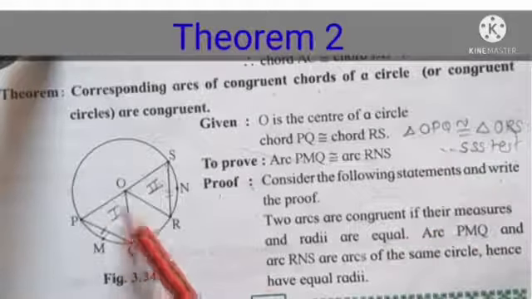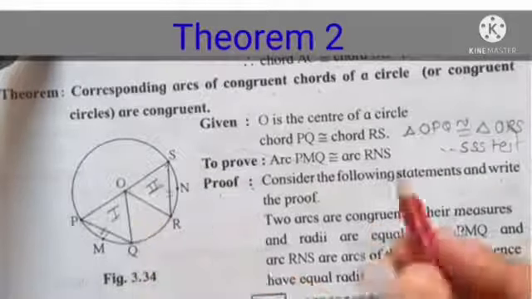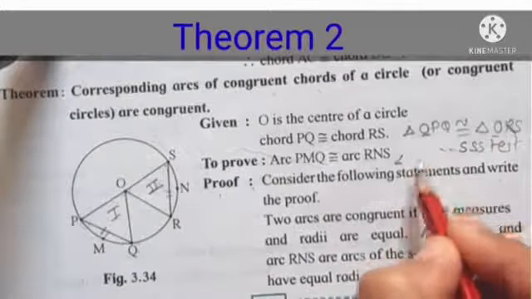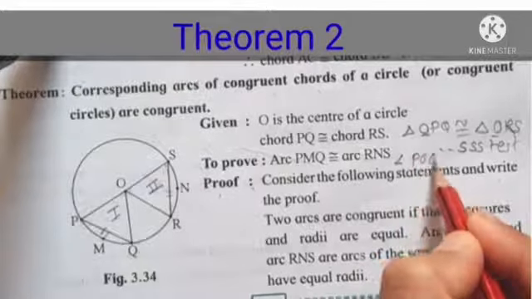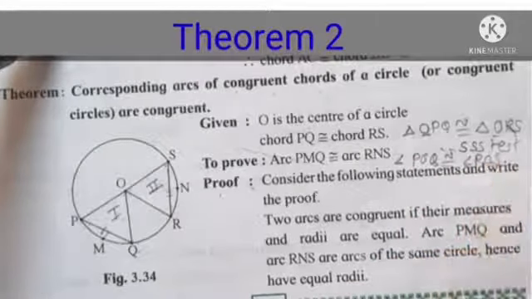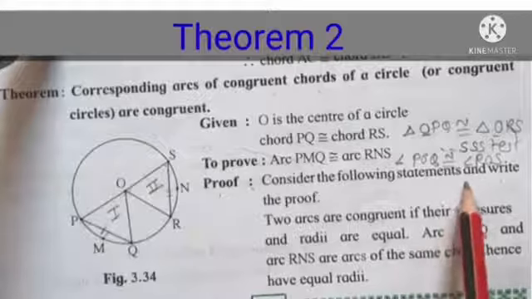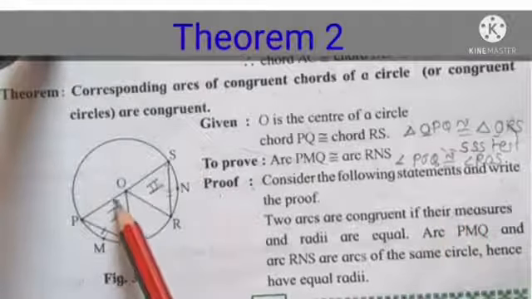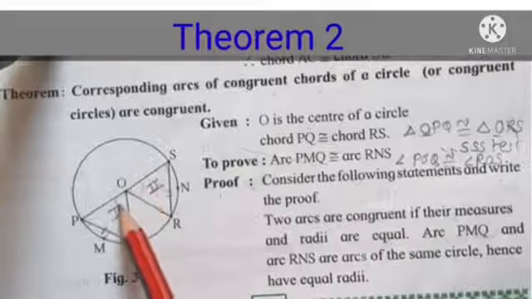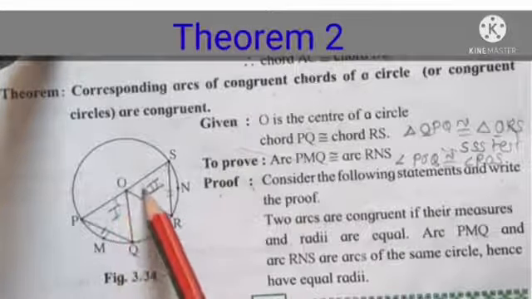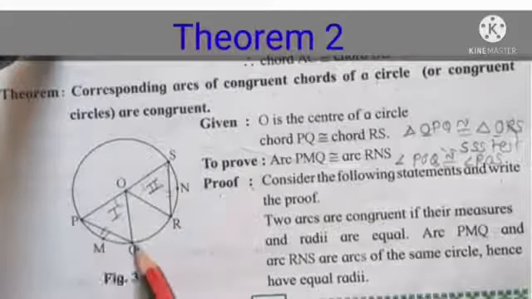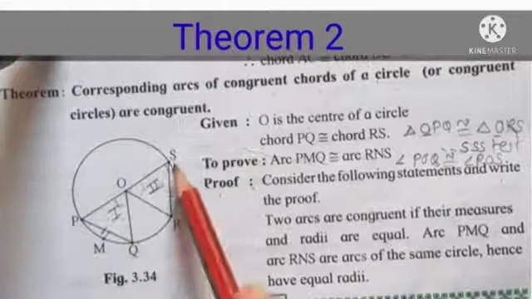So both triangles are congruent, then corresponding angles. What is the corresponding angle? Angle O, here angle POQ, is congruent to angle ROS because corresponding angles of congruent triangles. These two angles are congruent. If the central angles are congruent, then the corresponding arcs are congruent. Therefore, PMQ is congruent to RNS.